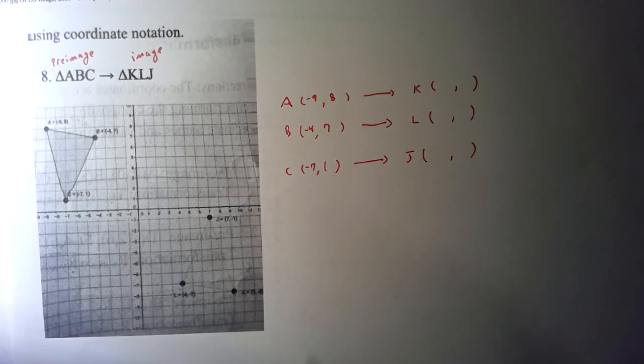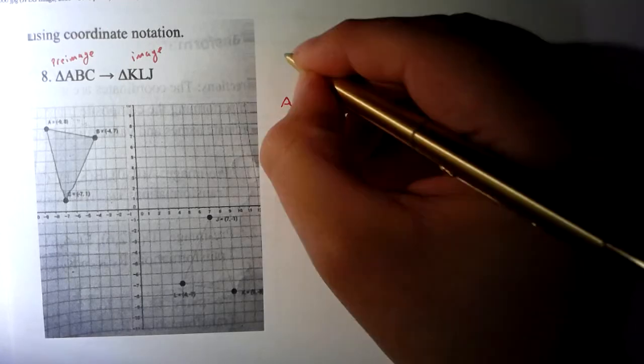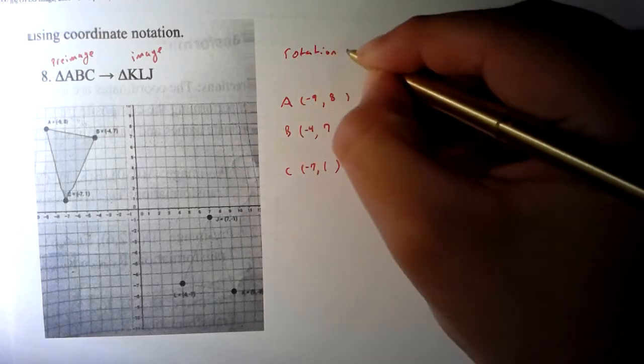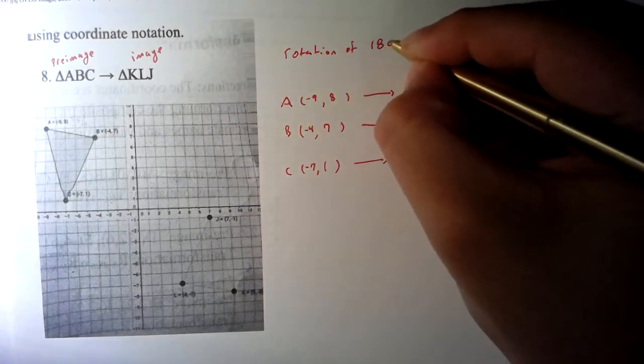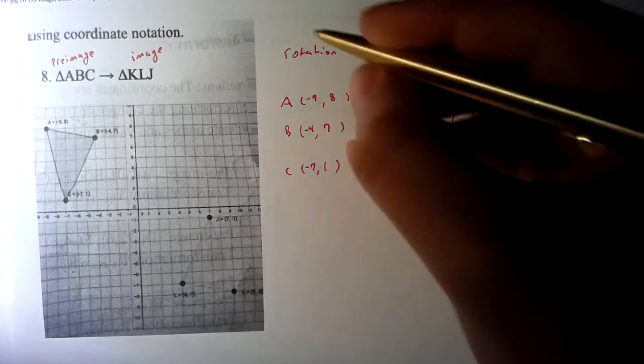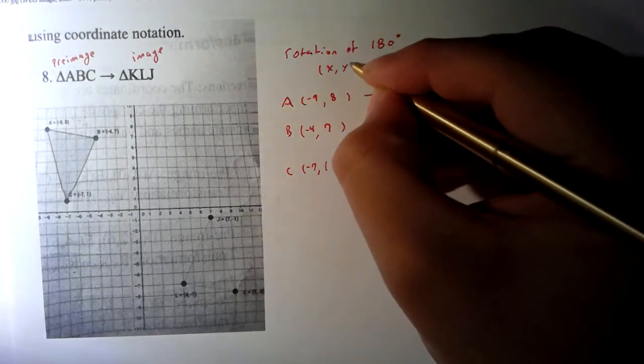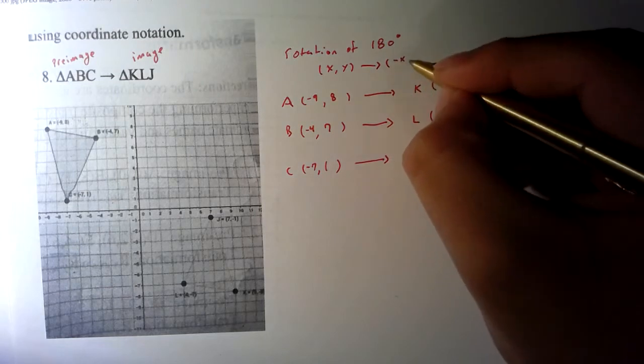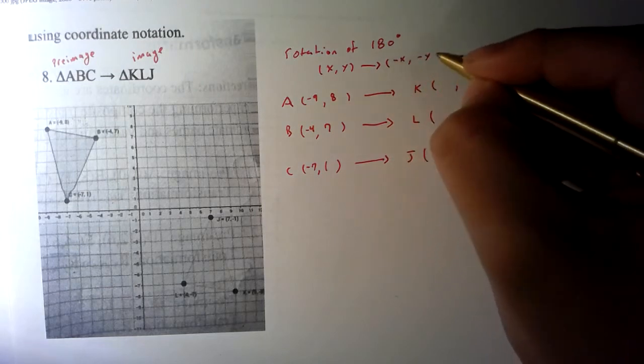What we need to do is remember our formula for the rotation of 180 degrees. That formula was this: x comma y arrow negative x comma negative y.